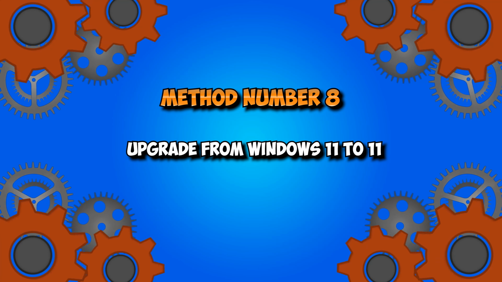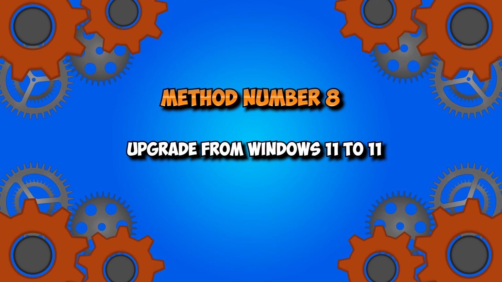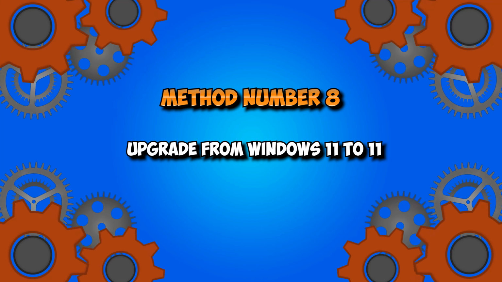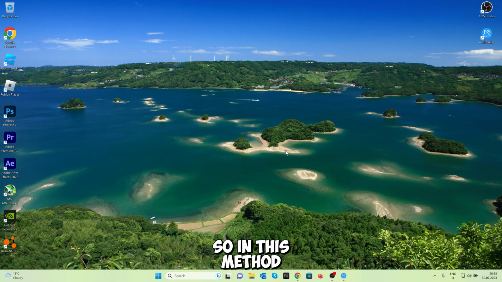Method number 8, upgrade from Windows 11 to 11. In this method we're going to do something like upgrading your PC from Windows 10 to Windows 11. But we're not going to actually update from Windows 10 to Windows 11. You just do update on update. I cannot explain this, but this will fix all your corrupted files.